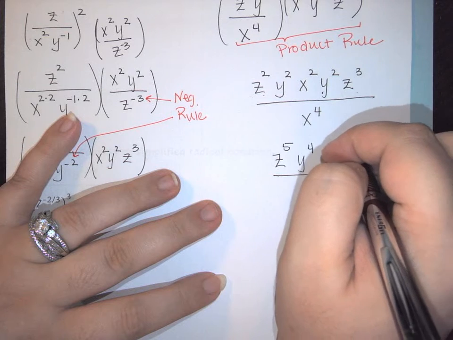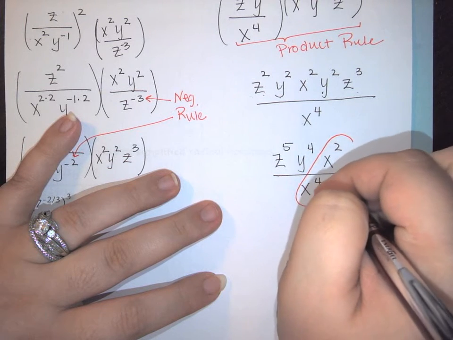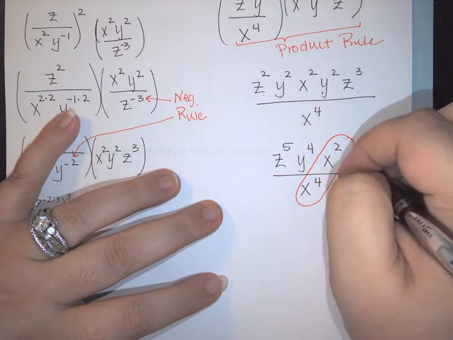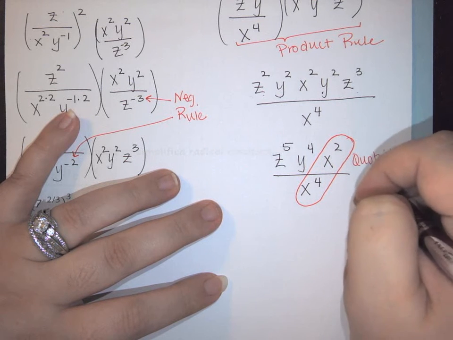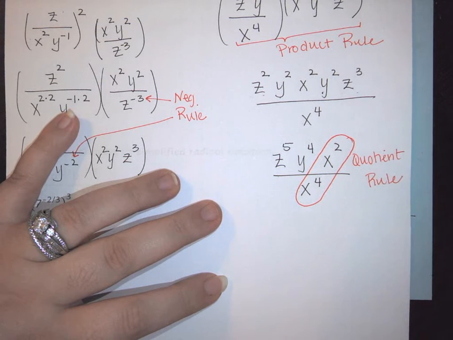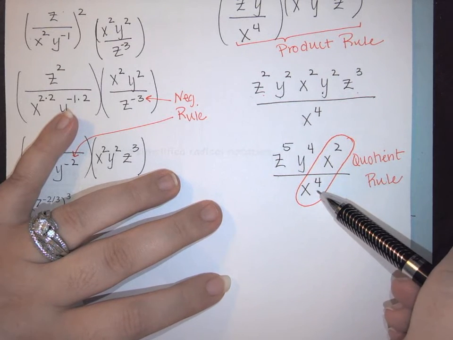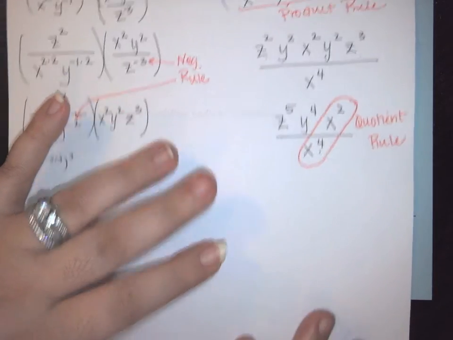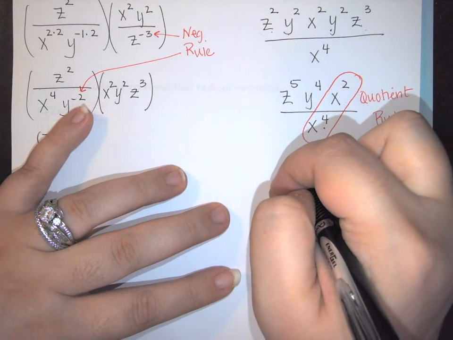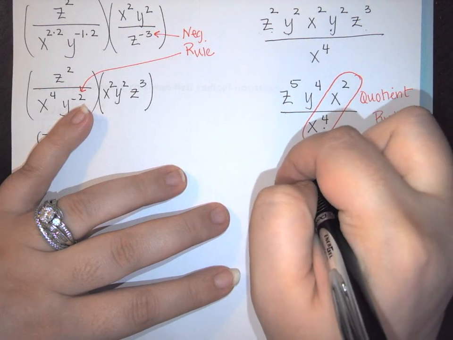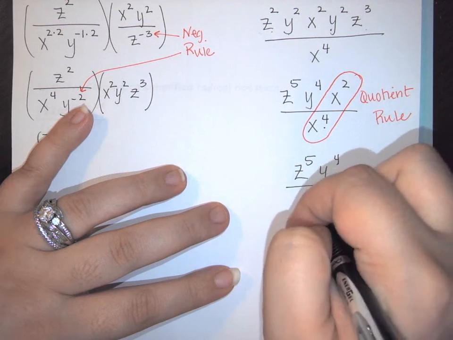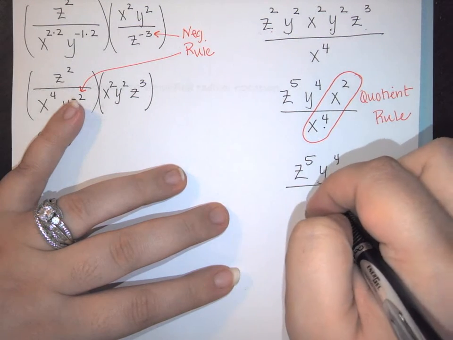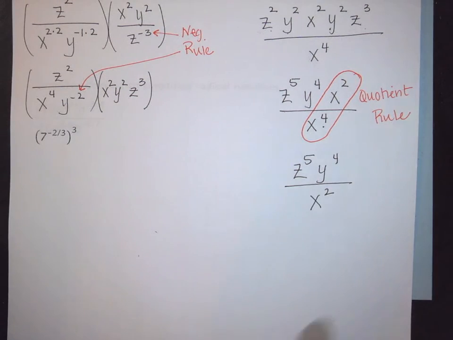If we look right here, I have a quotient rule. My 4 is bigger on the bottom, so I have to subtract to the bottom. So what that actually means is I'm going to end up with z to the fifth, y to the fourth, all over x. 4 minus 2 is 2, and that would be your result.